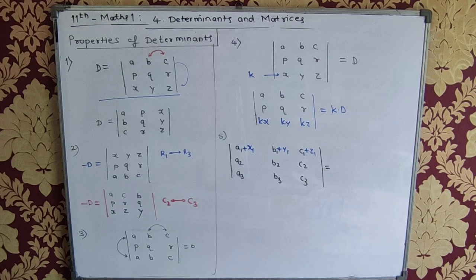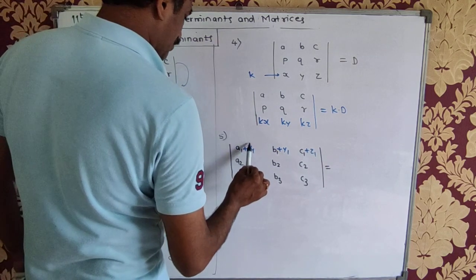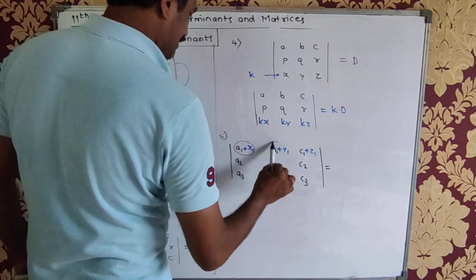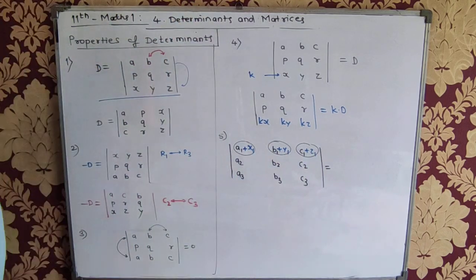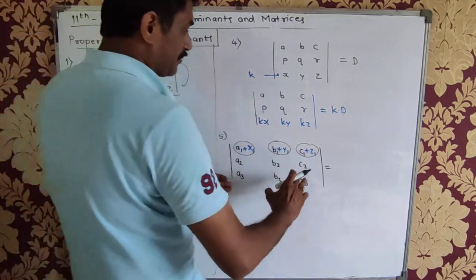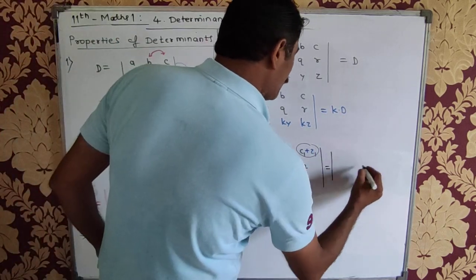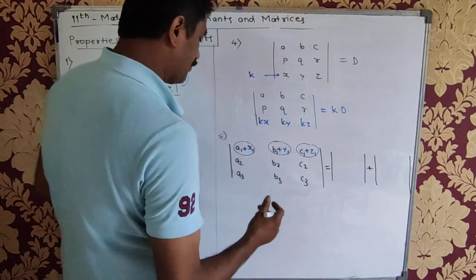Fifth property. Suppose this is a determinant. Now suppose one row of it, say the first row, has each element expressed as a sum of two numbers. Then this determinant can be written as the sum of two determinants.